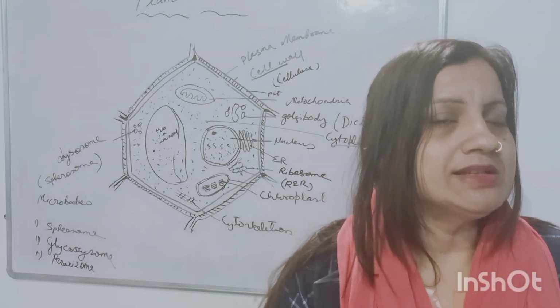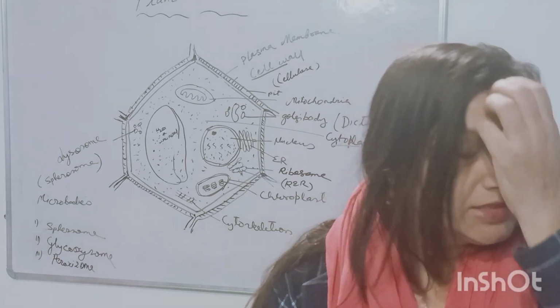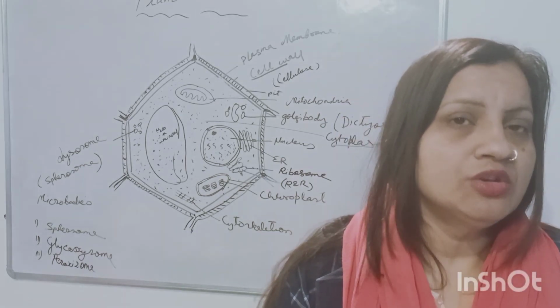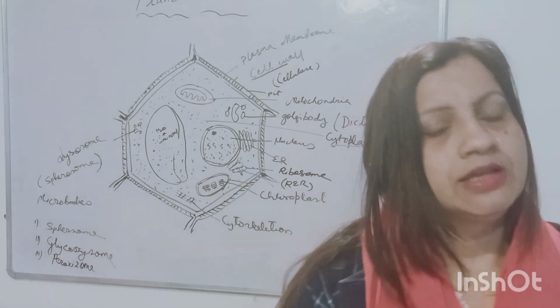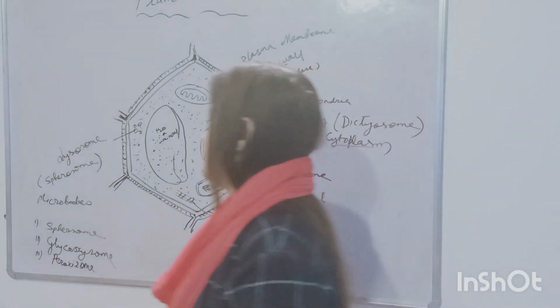In the last video I discussed the animal cells. Today we go to the plant cell to see what is present in the plant cell that makes it different from the animal cell. So come to the diagram. See, this one is the plant cell.